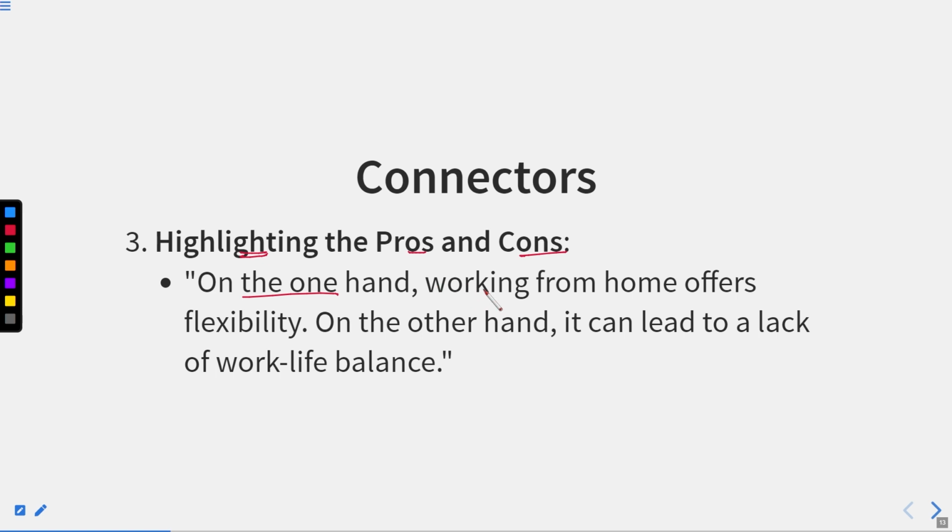On the one hand, working from home offers flexibility. Now they are saying about work from home, that working from home offers flexibility. On the other hand, it can lead to a lack of work life balance. Okay, so work from home opportunity is good for all, but it leads to a lack of work life balance. It means you will not be in a schedule of work. It will provide you the flexibility, but you may not be able to maintain the routine with this.